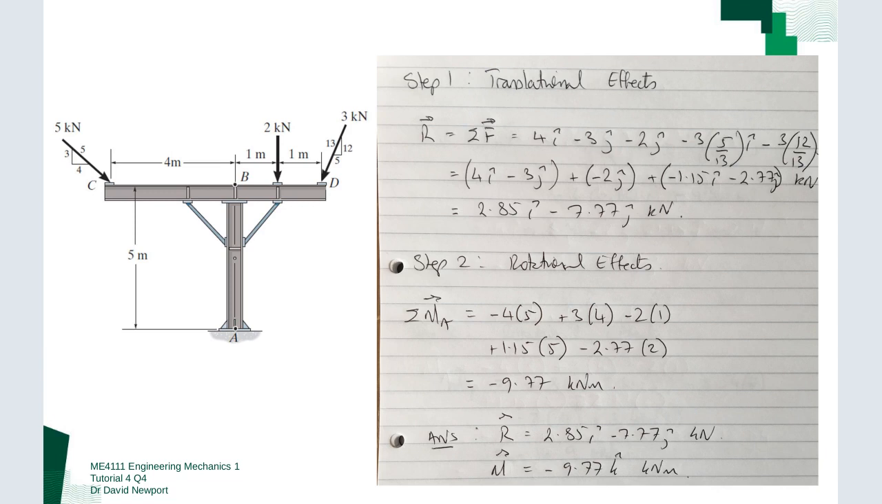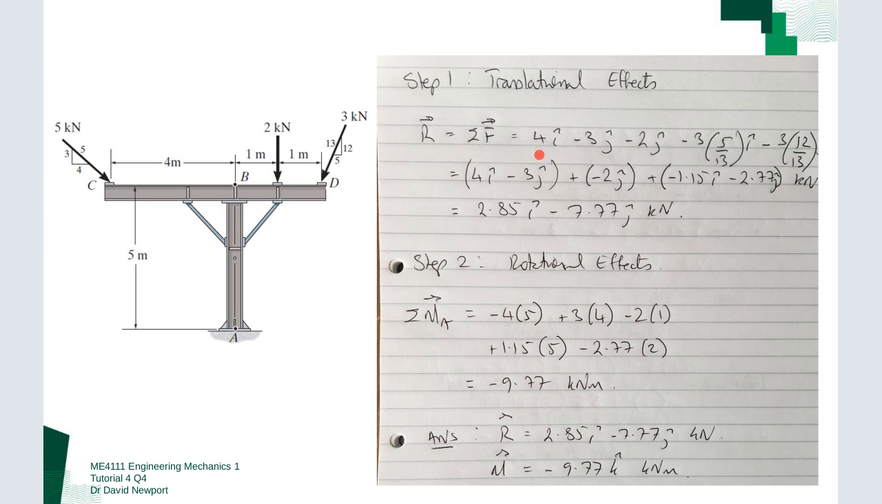Okay, so the solution to this is pretty straightforward. We're following the same procedure that we did before. We have two steps. The first is the translational, and the second is the rotational. The translational part concerns forces only, things that cause translational effects. The second is rotational effects, which are moments and couples. In this problem we have no couples, so it's only moments that we will be taking.